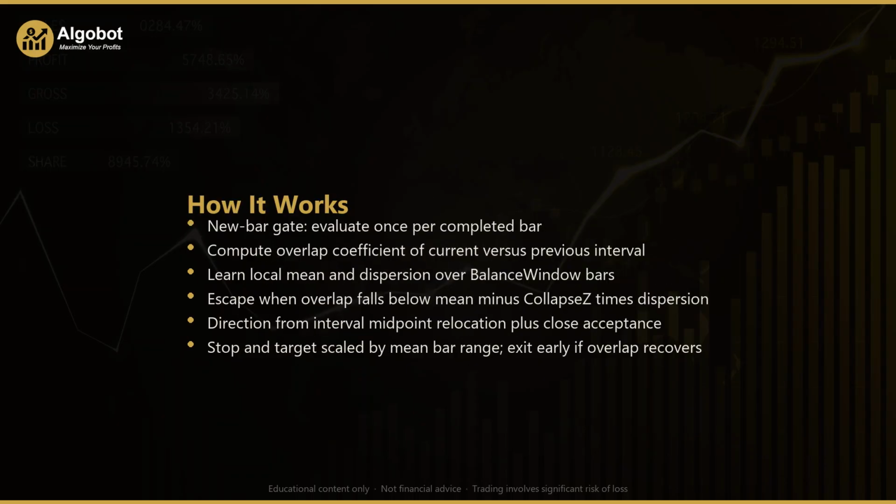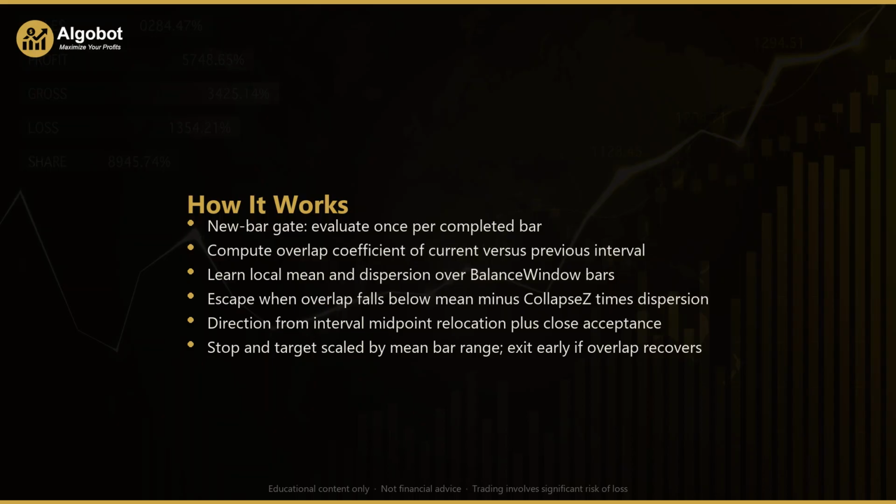Let's walk through the logic step by step. First, the strategy works on completed bars only. A new bar gate makes sure it evaluates just once per finished bar, so it isn't reacting to every incoming tick. On each new bar, it measures the overlap coefficient between the bar that just closed and the bar before it. That's the shared price span divided by the combined price span of the two intervals.